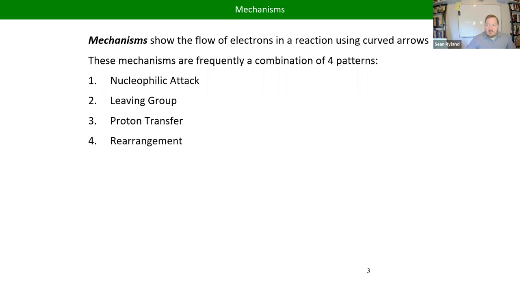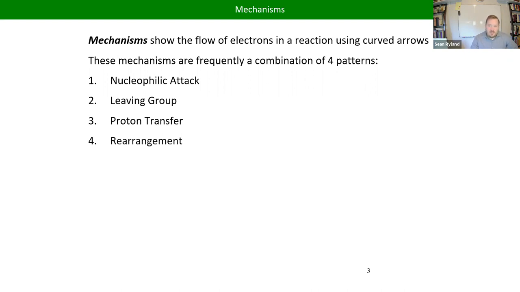these electrons, and there are four basic patterns we can use that are going to show up in different orders and in different contexts to basically make up most of the reactions that we'll see in this class. And I have examples for each one of these four, so you don't have to scramble frantically to get them written out. We'll go through them all one at a time. But almost every reaction that you will see in this class is going to be some combination of these four steps.